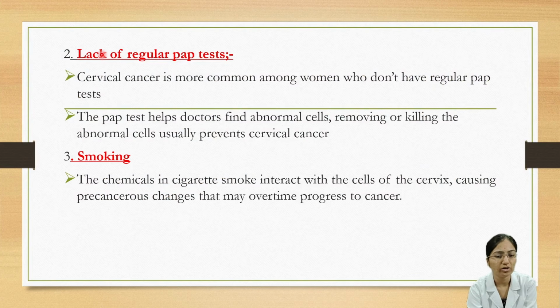And then lack of regular pap tests. Cervical cancer is more common among women who don't have regular pap tests. The pap test helps doctors find abnormal cells, and removing or killing the abnormal cells usually prevents cervical cancer. Then the third one is smoking. The chemicals in cigarette smoke interact with the cells of the cervix, causing precancerous changes that may over time progress to cancer. This is also one of the important causes of cervical cancer.